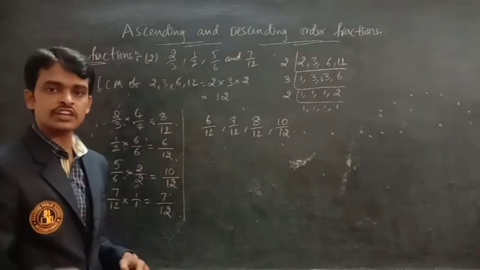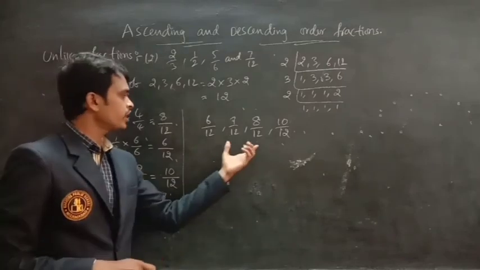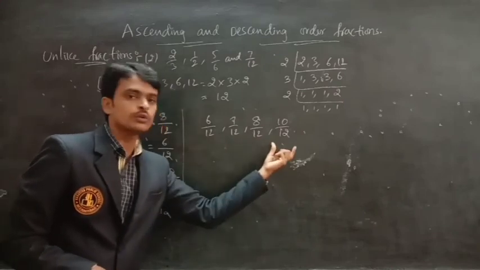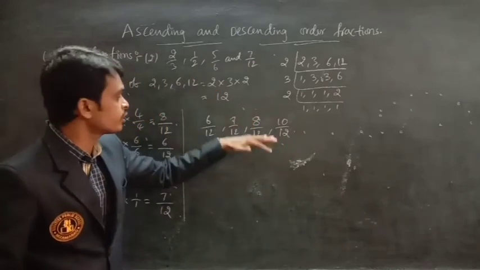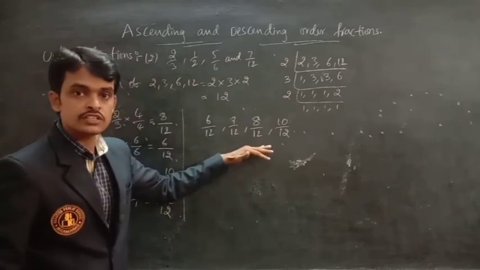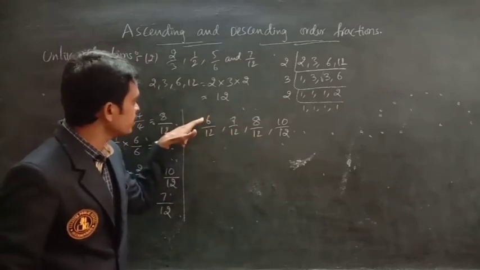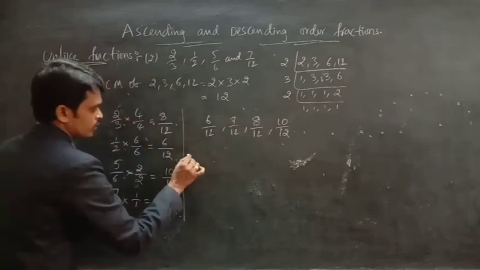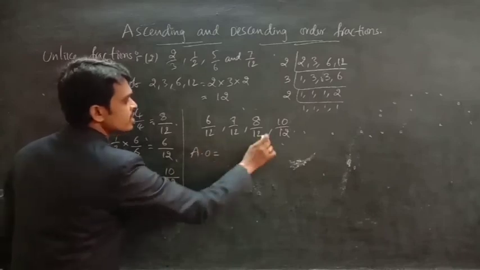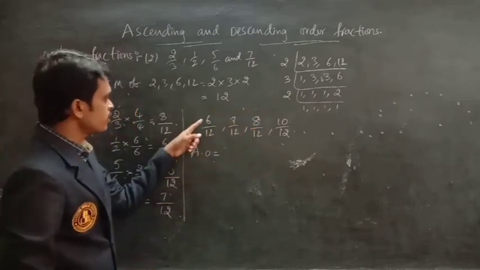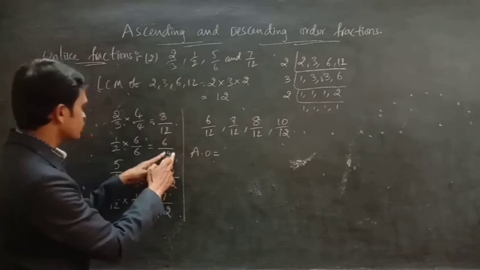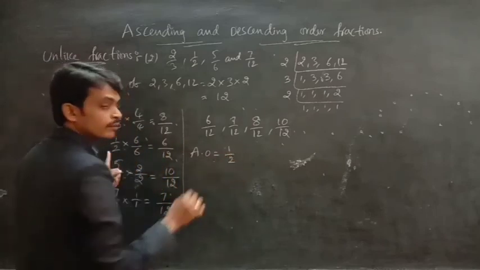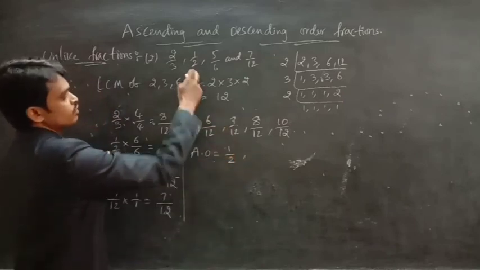Now we will write the ascending and descending order of these like fractions. Why? Because the denominators are equal. These unlike fractions we converted into like fractions. Thereafter, by comparing the numerators, we will write the ascending and descending order. So let us write the ascending order. 6 by 12 is actually 1 by 2. It is equal to 1 by 2. We are writing the actual fractions.